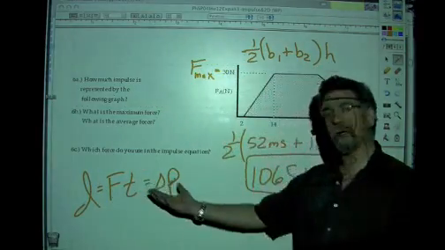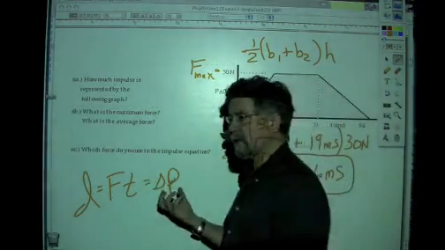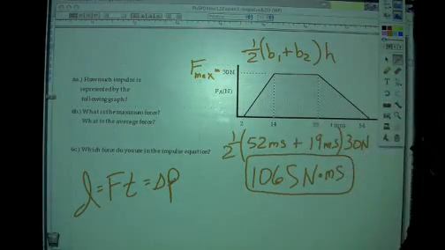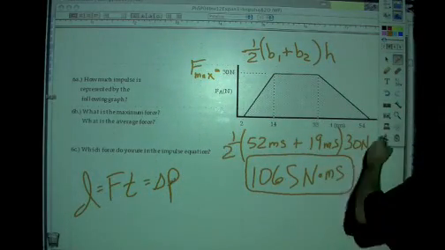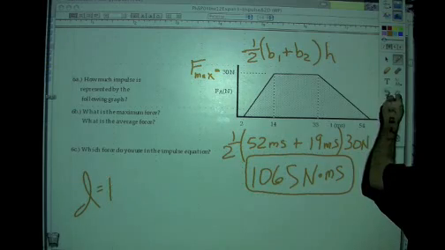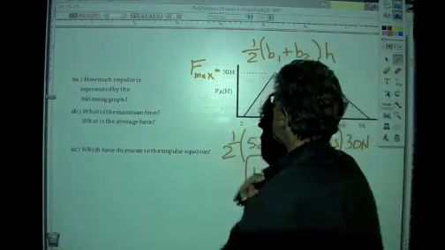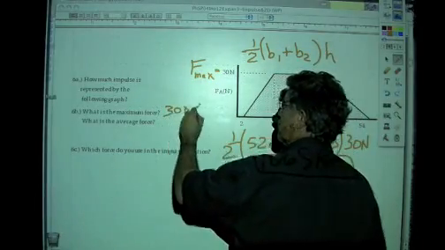So a lot of information is tied up in the area underneath this curve. Okay, so we know we got 1065. Let's get rid of this other stuff. And now it says, what's the maximum force? Well, that's just 30 newtons right there.